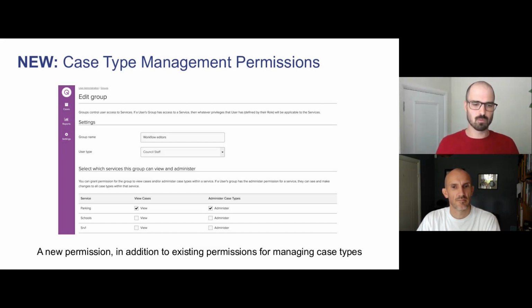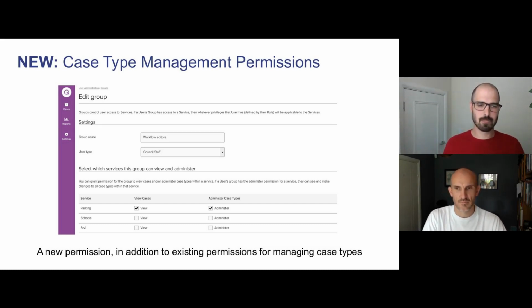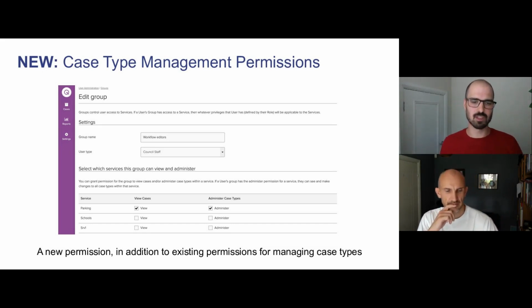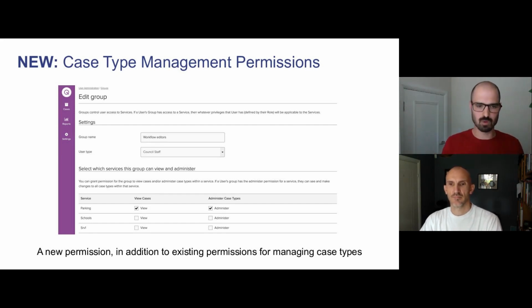When we release it this week, it's quite simply a new permission on top of the existing permissions. You can see in the screenshot here that the permission is controlled from the group. So here we have a group called Workflow Editors. We now have a new column which says Administer Case Types, and you'll be required to tick that if you want to have a user who is in that group to have access to that case type, or case types within the service, rather.